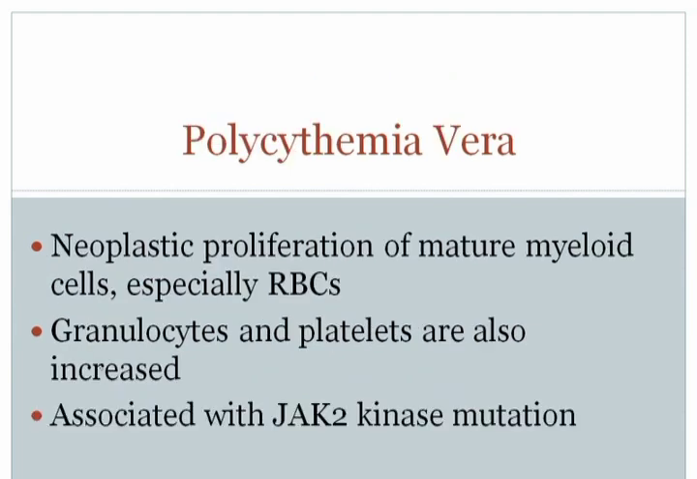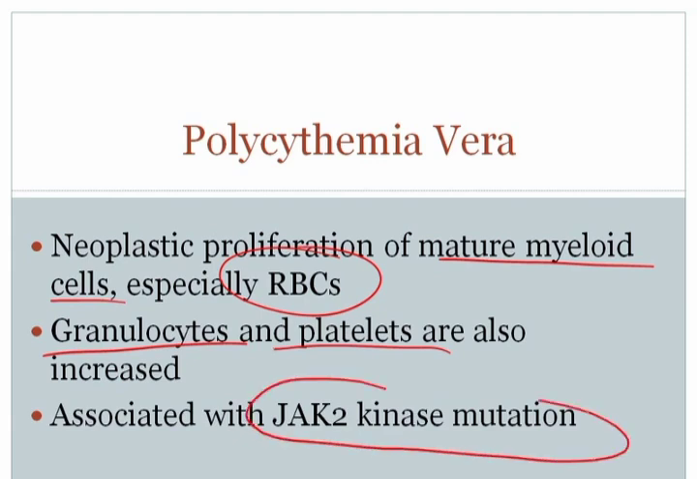The next disease that we want to discuss is polycythemia vera. Now the idea here is that, again, you have a neoplastic proliferation of mature myeloid cells, especially the red blood cells. However, the granulocytes would be up, raising the white count, and the platelets would also be up. Very important that this particular disease is driven by a JAK2 kinase mutation. That's super high yield for examinations, often shows up. JAK2 kinase mutation is what drives polycythemia vera.